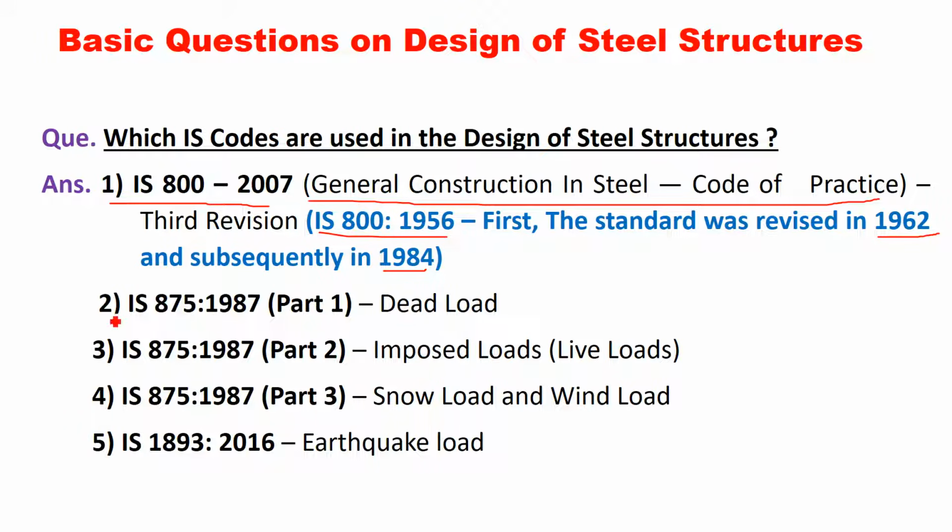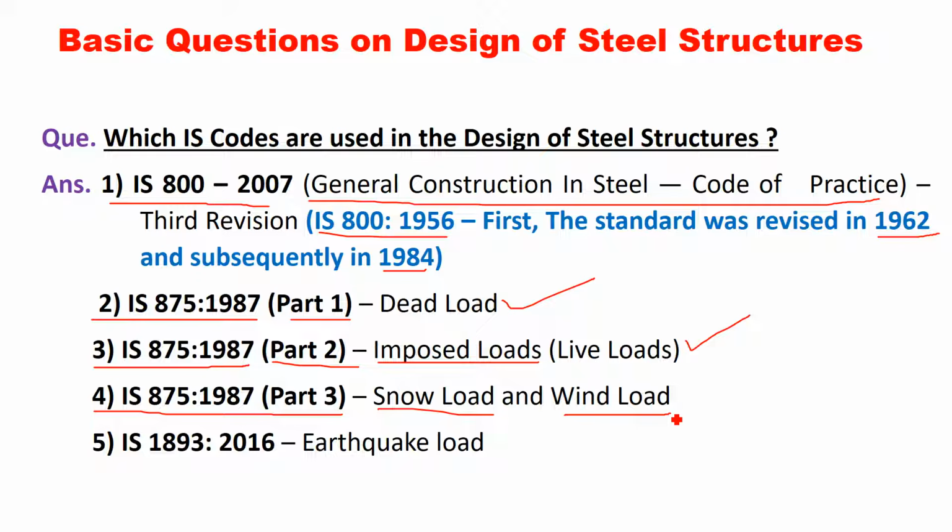Along with IS 800, there are a few more IS codes which are used in the design of steel structures. That is IS 875:1987 Part 1 which is used for the dead loads. Then IS 875:1987 Part 2 which is used for imposed loads, that is live load calculations. IS 875:1987 Part 3 which is used for snow load and wind load calculations. So whatever design load calculations are there in steel structures, IS 875 Parts 1, 2, 3 are used to calculate all those design loads.